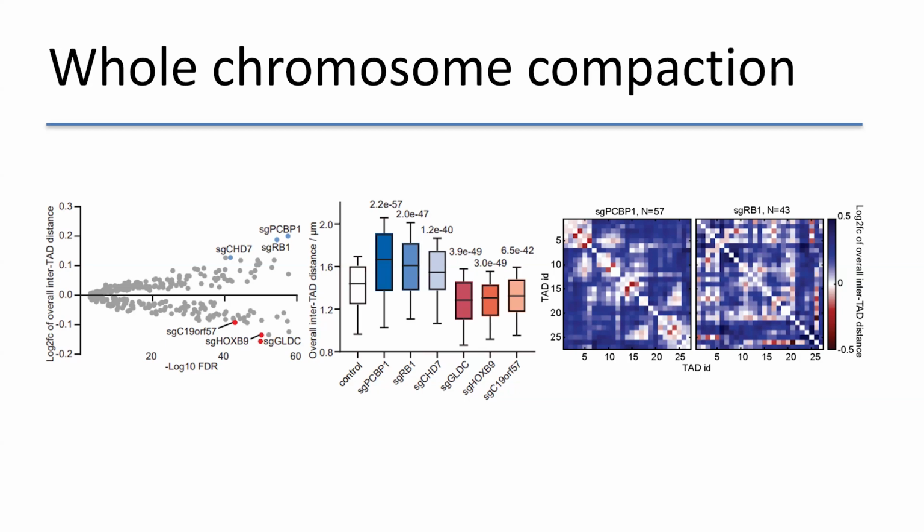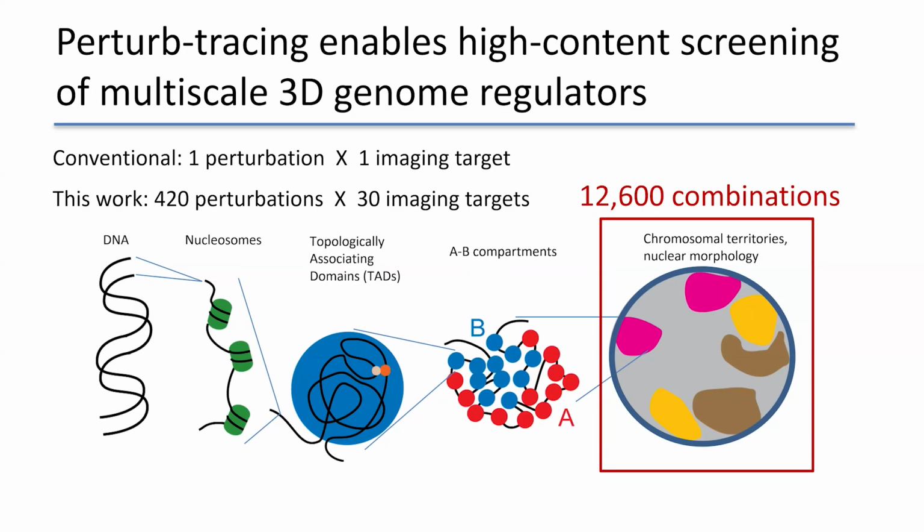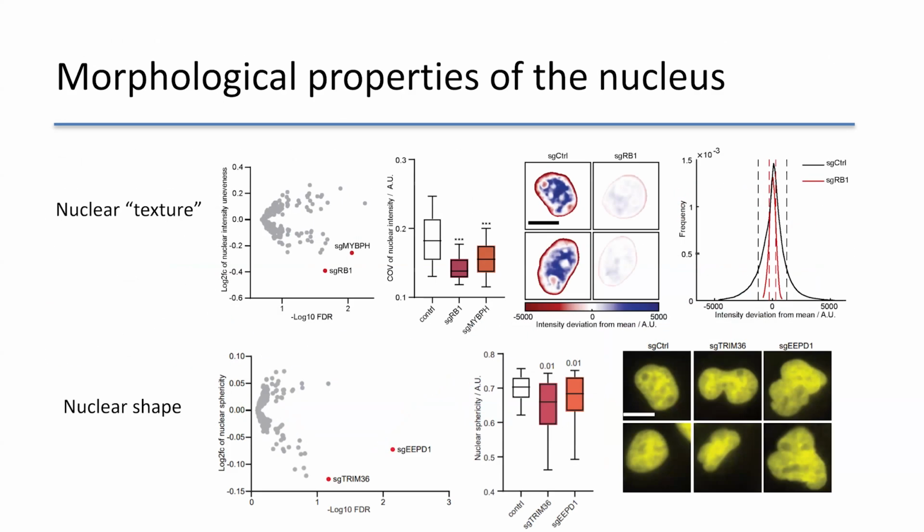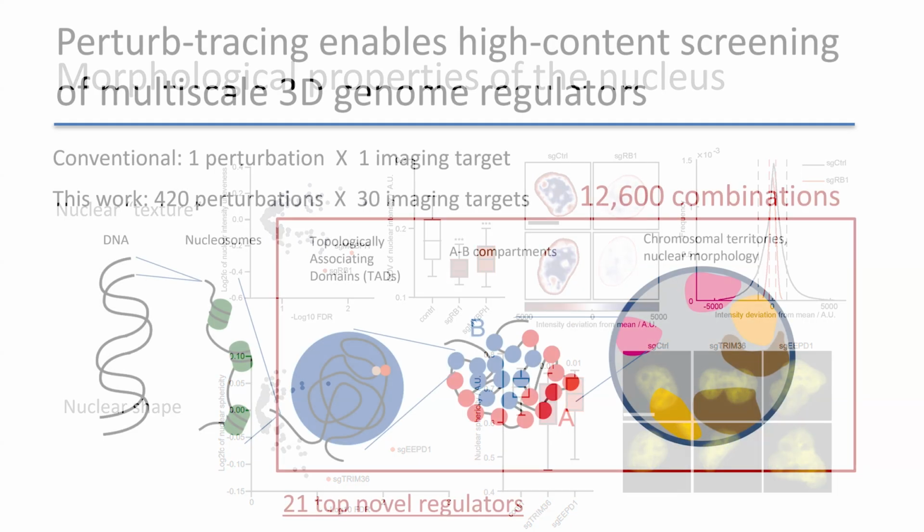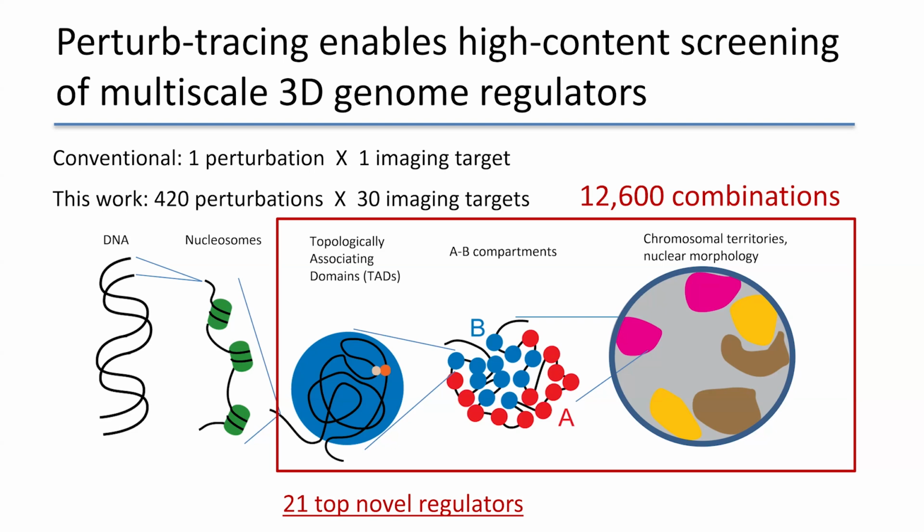the whole chromosome territory. And then at the scale of the whole nucleus, we identified regulators of the nuclear texture feature, which is represented by the Haralick homogeneity of the cell nucleus, and also the nuclear shape, whether it is more spherical or multi-lobed. Taken together, our screen identified 21 novel regulators of 3D genome organization across multiple length scales.